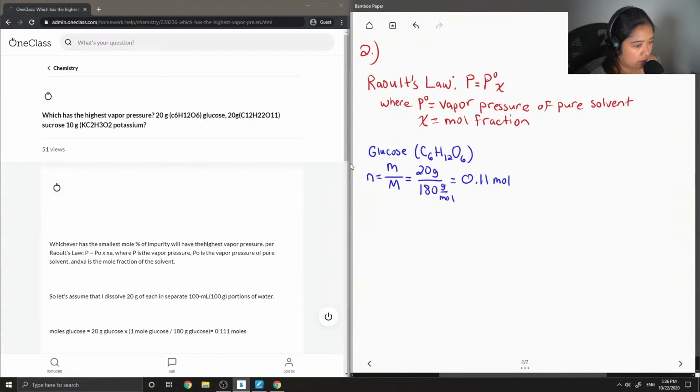Now let's look at sucrose. So it's C12H22O11. There are 20 grams of sucrose, and its molar mass is 342 grams per mole. So you get 0.058 moles.